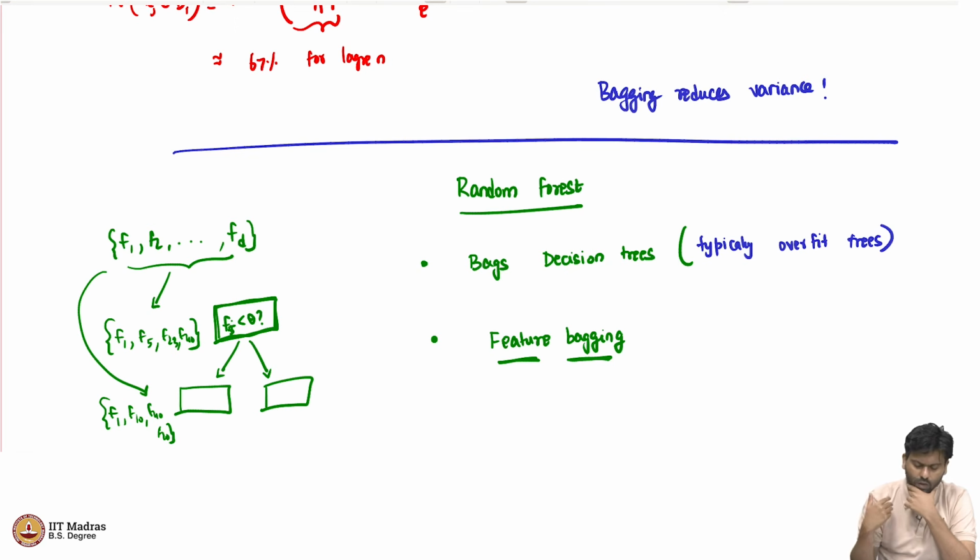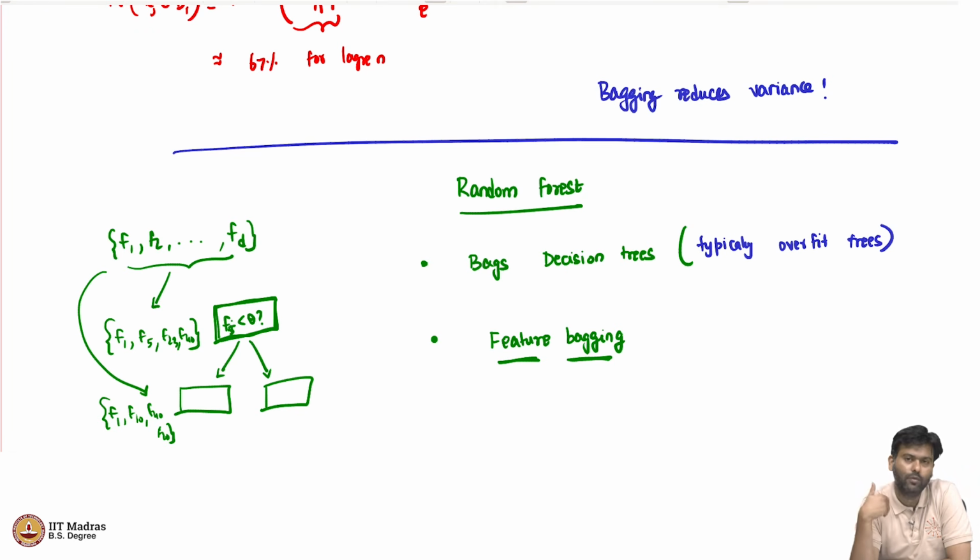So random forest is basically feature bagged decision trees, right. So you do bagging, but then you also do this feature bagging. If you do that, then they are called random forests, and this is a very, very popular technique that is commonly used in practice today.